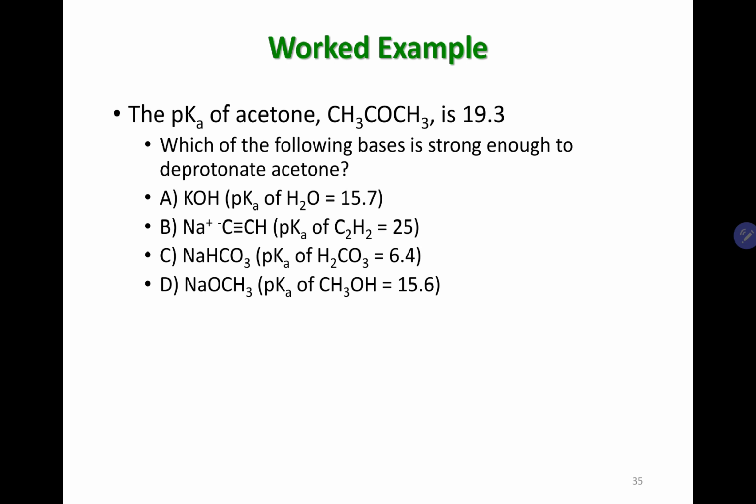In here you are given 4 choices, and you look at the pKa values for these 4 bases, or rather the pKa values of the acid molecules, since you have conjugate bases and acids. As you can see, the only pKa value that is greater than 19.3 is B, which is the acetylide anion, right?